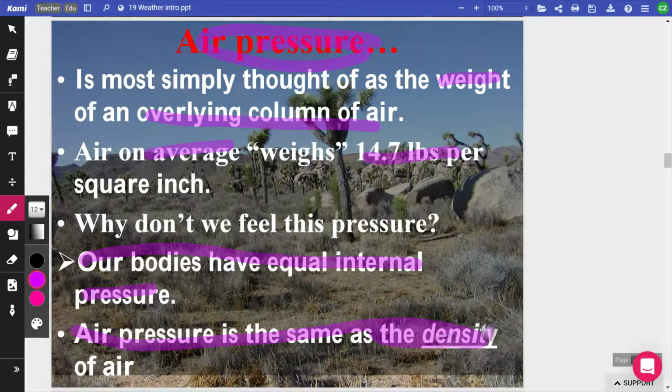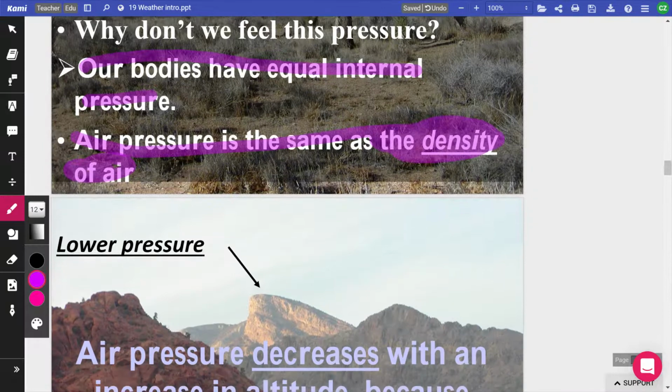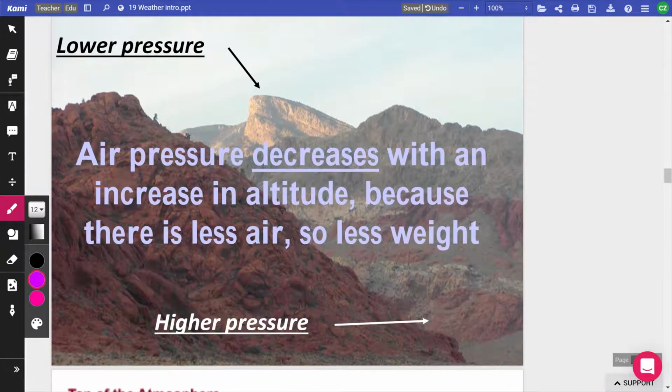Pressure is the same as density of air. The higher the pressure, the higher the density. The lower the pressure, the lower the density. Generally, the lower the pressure, the lower the density, the warmer it is, and the higher the pressure, the higher the density, the cooler the air is. Sure enough, we have a low pressure high up in the mountains, and we have a high pressure low down in the valley.